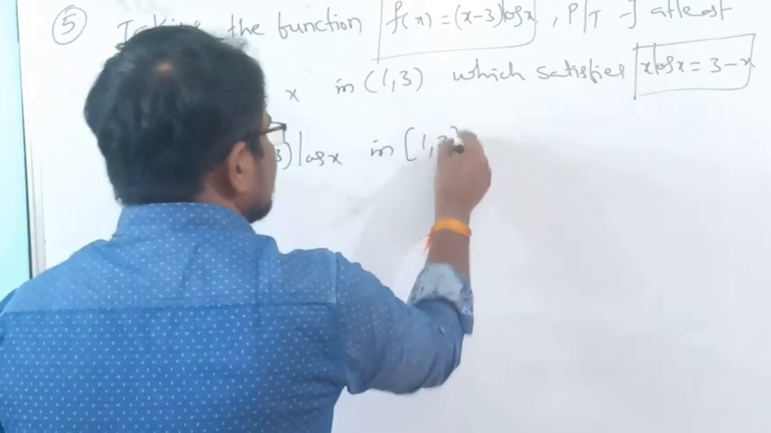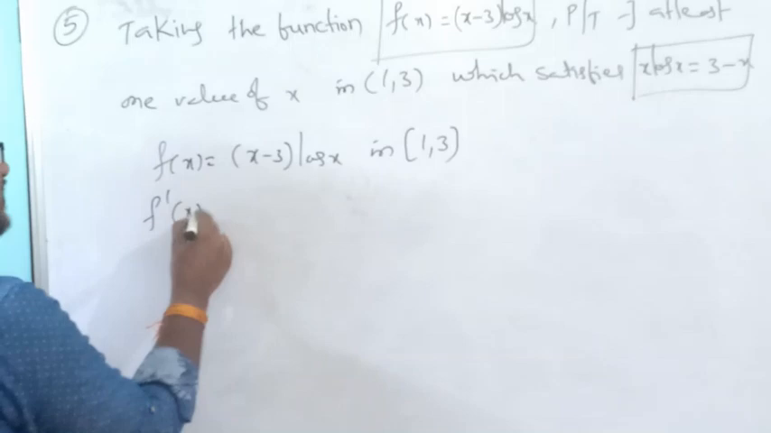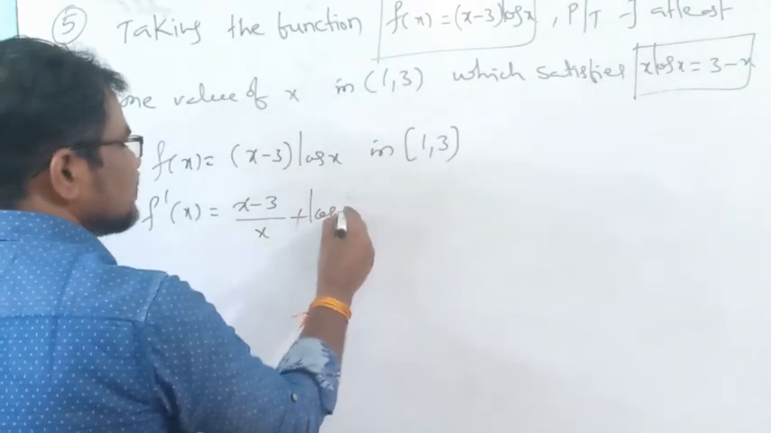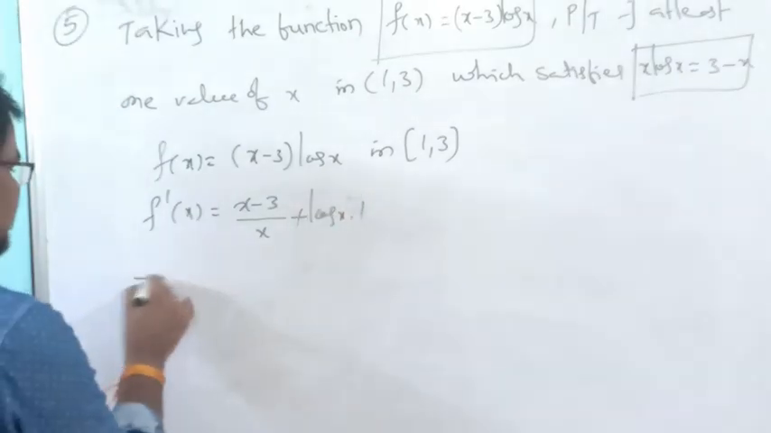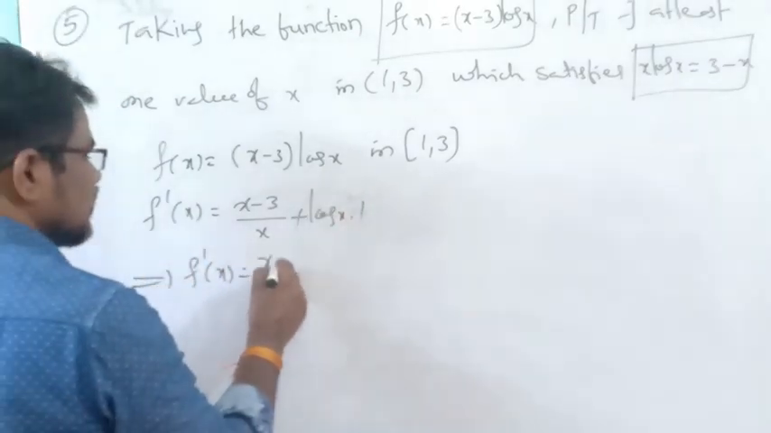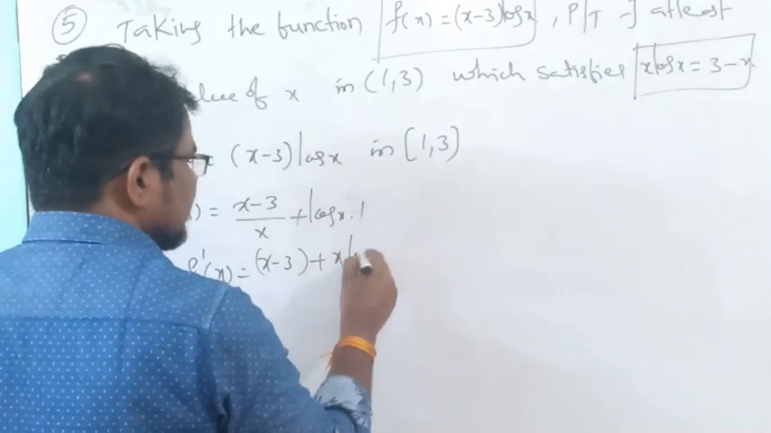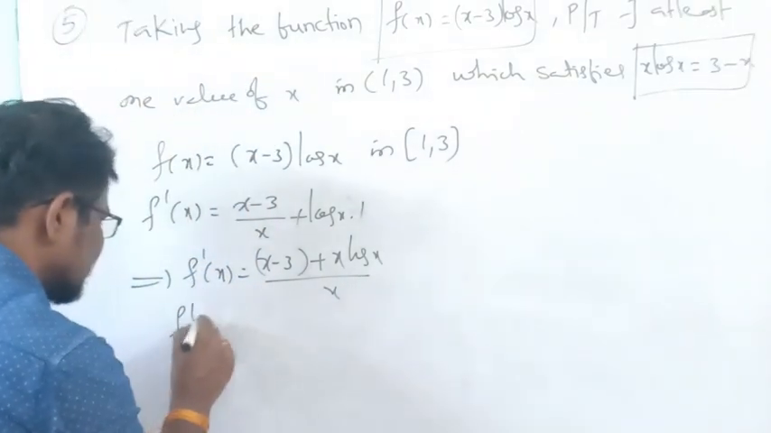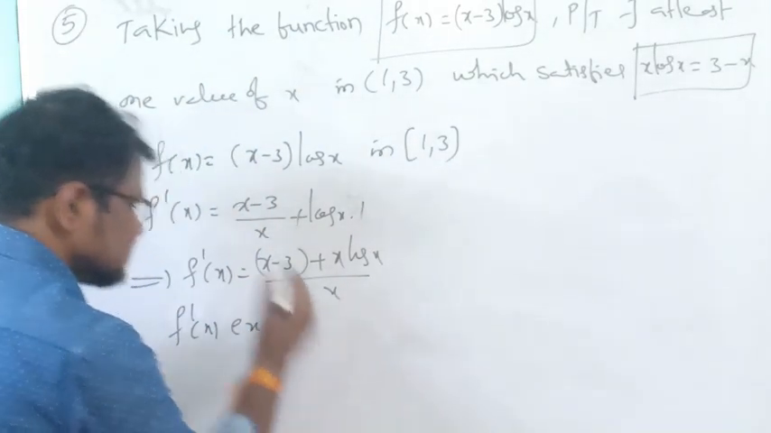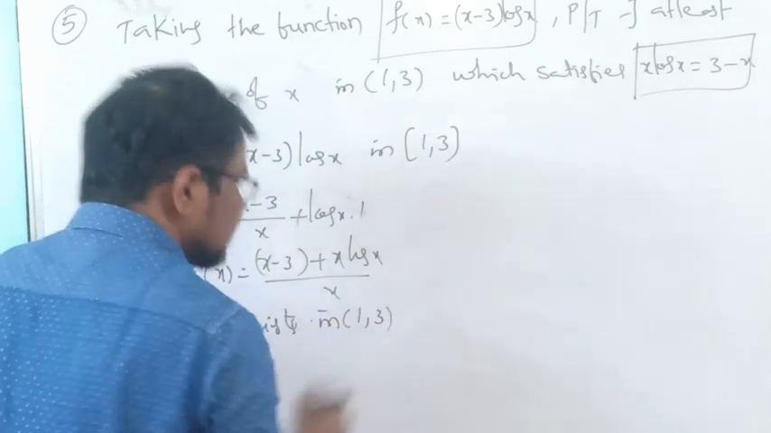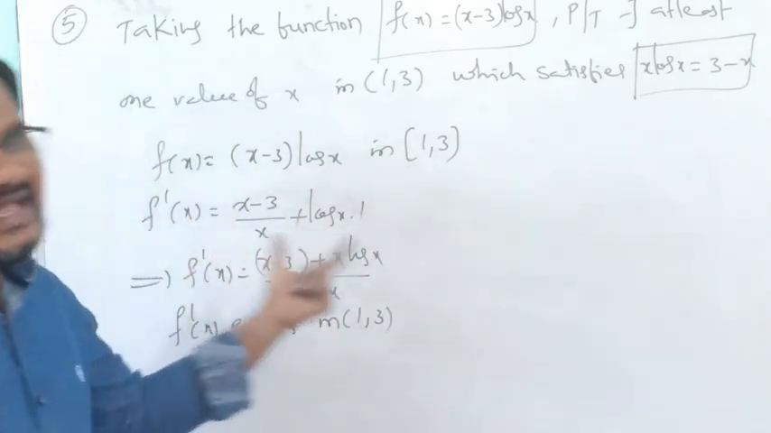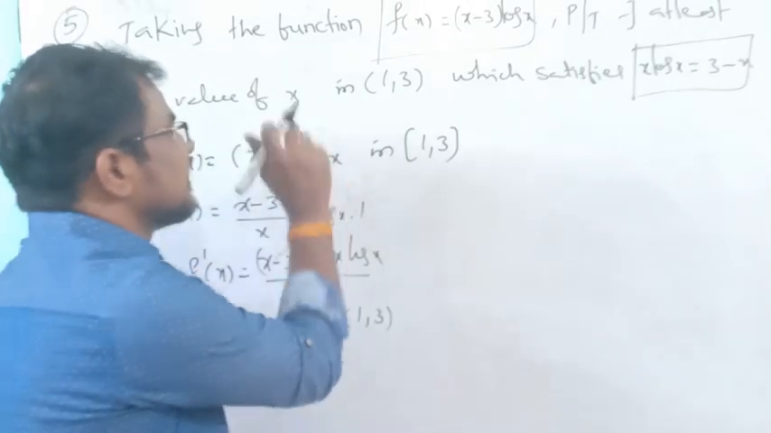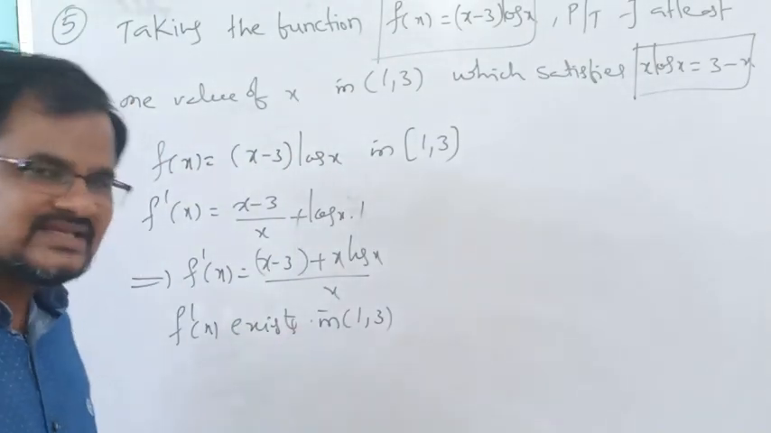Now do the differentiation. f dash x equal to x minus 3 into differentiation of log x, which is 1 by x, plus log x into differentiation of x minus 3, which is 1. That implies f dash of x equals x minus 3 plus x log x divided by x. Now see whether f dash of x exists in 1 comma 3 or not. In this interval f dash x exists because x is greater than 0. The domain of this function is x greater than 0. So in this interval it exists.